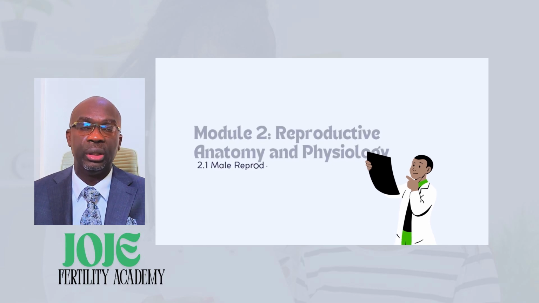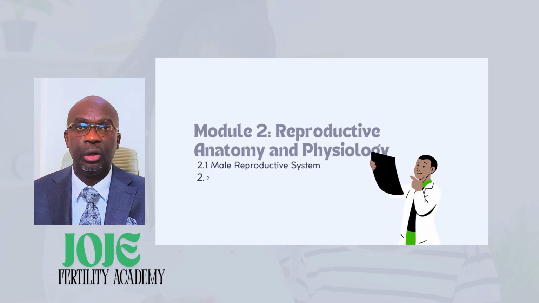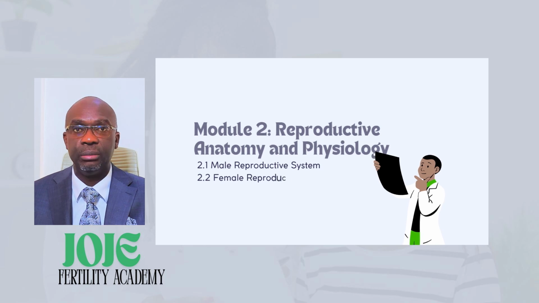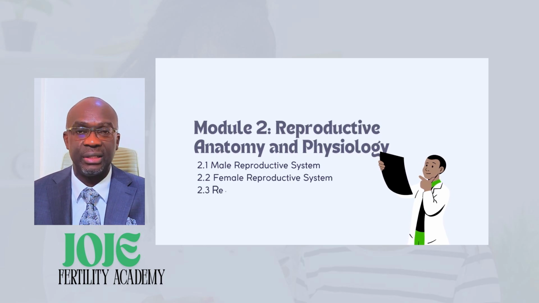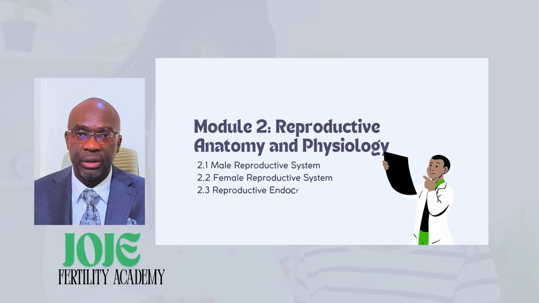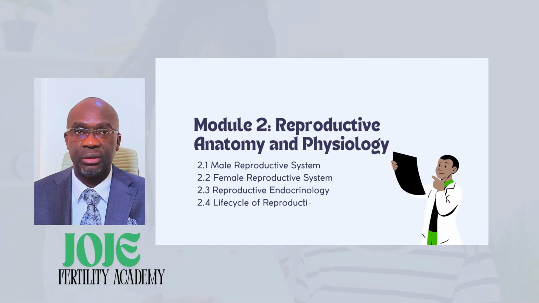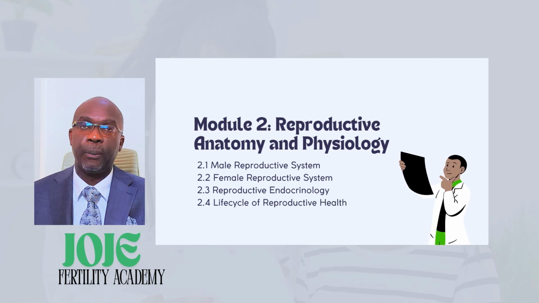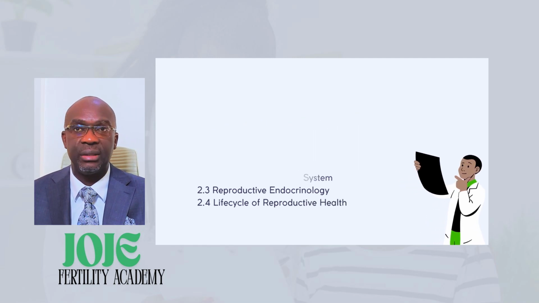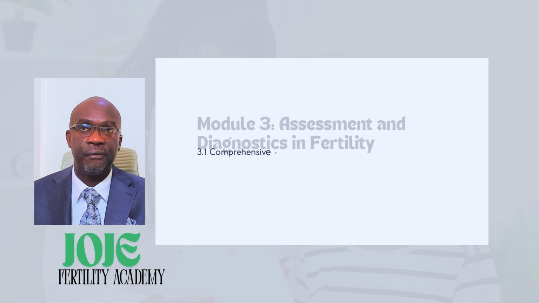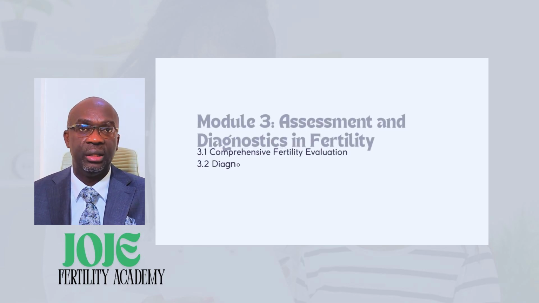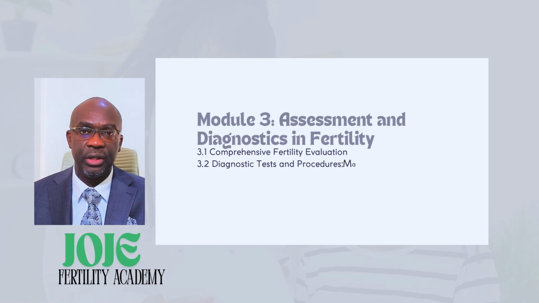Now in this module, it has 4 units. We'll look at the male reproductive system, the female reproductive system, reproductive endocrinology, and the life cycle of reproductive health. And then in Module 3, we'll be looking at assessment and diagnostics in fertility. Again, this has 5 different units.